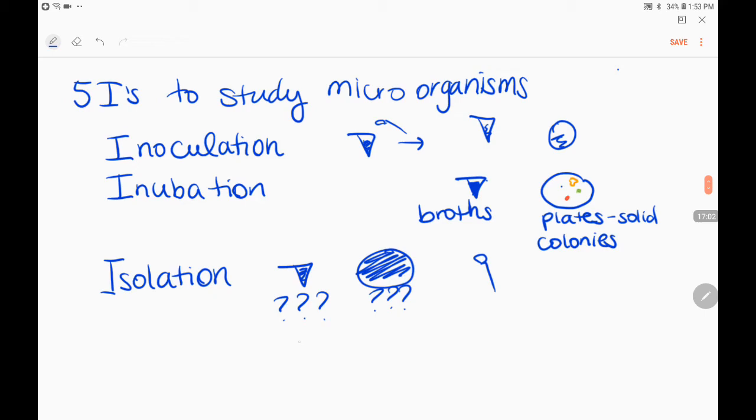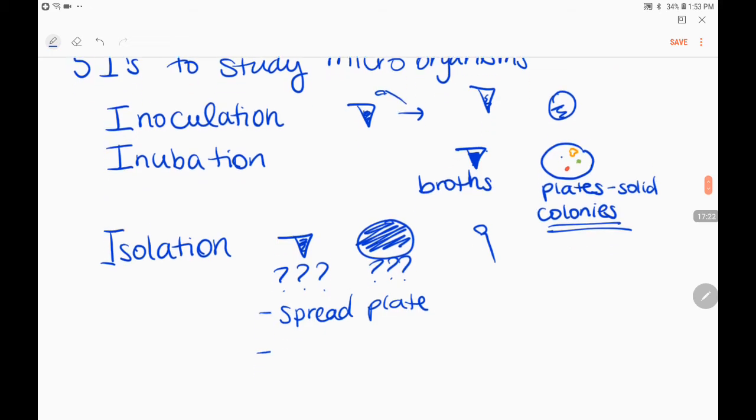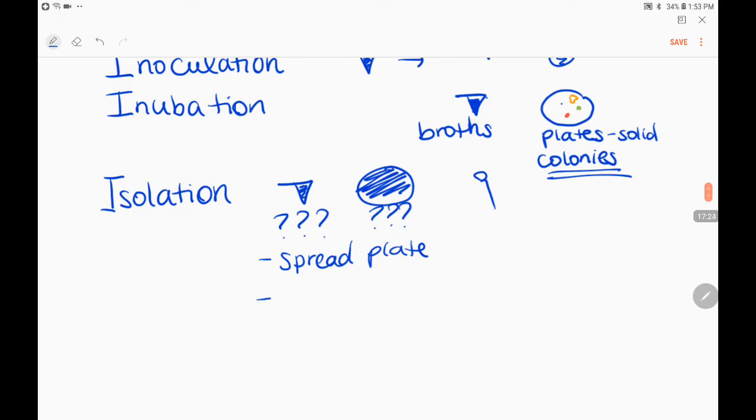And we can do this with the spread plate technique, which makes dilutions. Basically, the goal here is to make dilutions and to view individual colonies, because when we get to individual colonies, they are completely isolated. So there are several techniques mentioned in the book. There's the spread plate technique, which we are not going to do. There's the pour plate technique, which we are also not going to do.